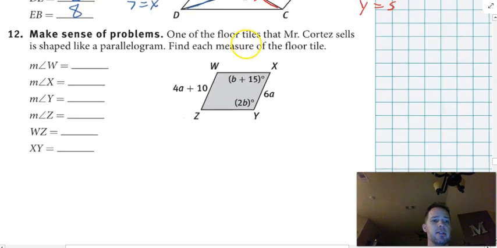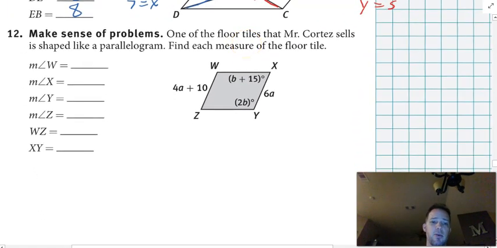On number 12, it's a parallelogram again. So we know opposite sides are congruent, opposite angles are congruent, consecutive angles are supplementary. It looks like what we need to know for this one is the measure of angle W. You could figure out either one of these and use supplementary angles to find W, or if you find Y, you could use opposite angles are congruent to figure that out. But we need to solve for B to be able to figure out either one of those two angles. So just looking at them, I can tell they're definitely not congruent. This one is acute, this one's obtuse.